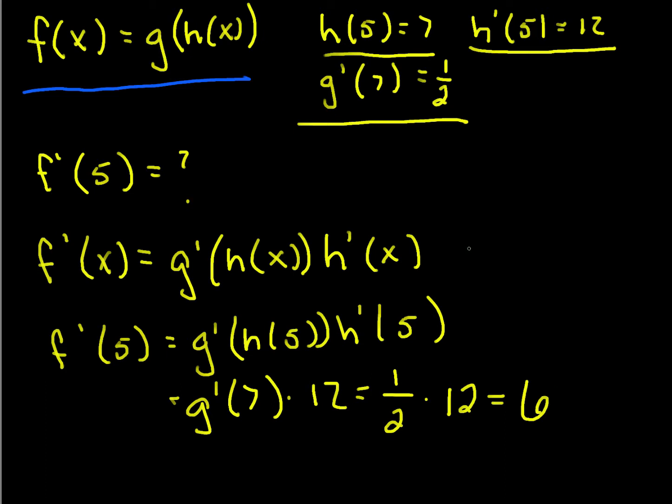So even though we didn't know the exact function for f or g or h, we just had a little bit of information, and that was enough to tell us what the derivative of f at 5 is. It will be 6.